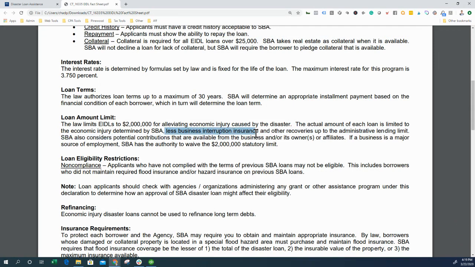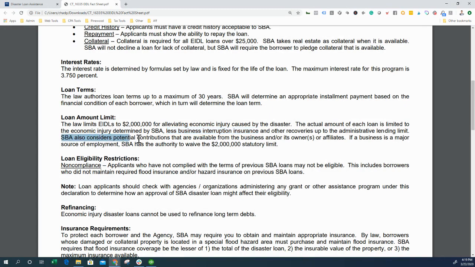Less business interruption insurance and other recoveries up to the administrative lending limit. So what they're going to do, and in the application you'll see, they ask, do you have business interruption insurance and how much does it cover? And they will make that determination of how much to lend to you based on your economic loss minus how much business interruption insurance proceeds you will receive.